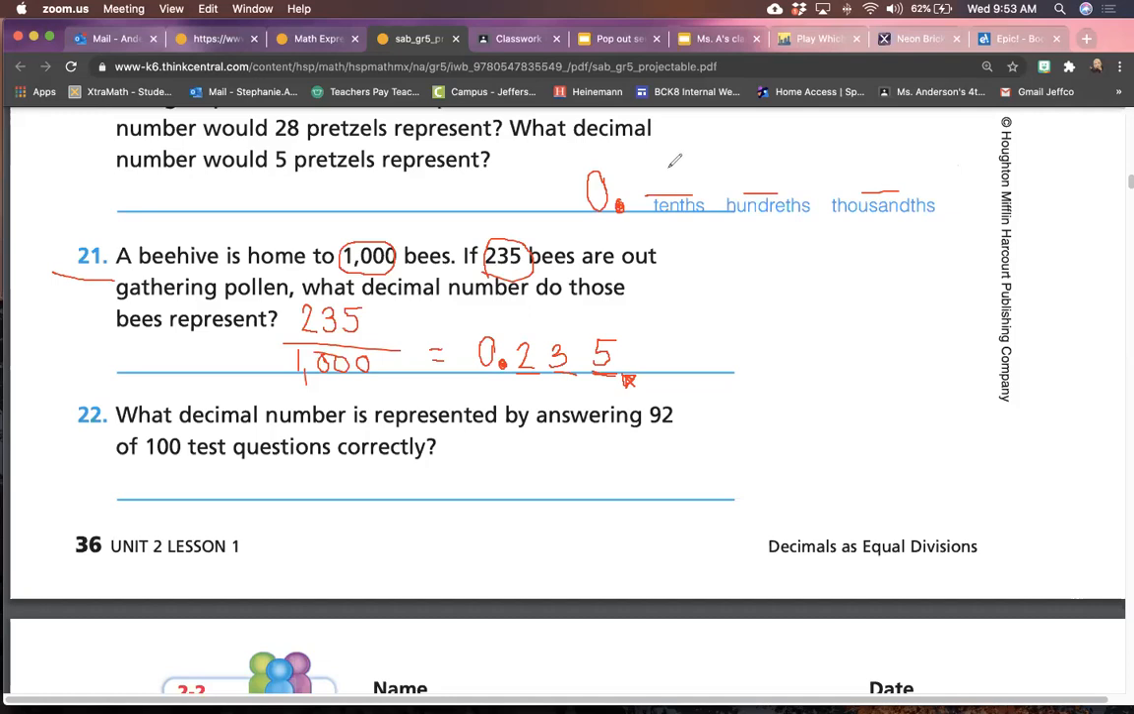If I said I have just 6 thousandths, 6 out of 1,000, a very, very small number, I would know that my 6 still needs to go in the thousandths place, and then I hold these place values with zeros, just like you do to the left of the decimal, okay? All right.